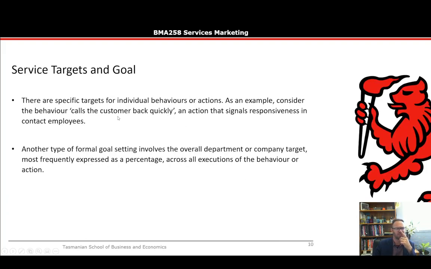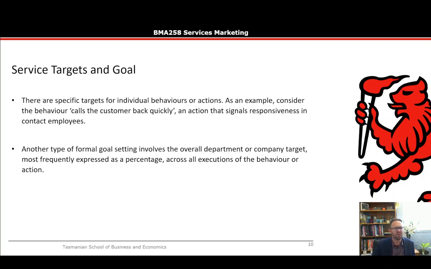So let's look at service targets and goals. There are specific targets for individual behaviours or actions. For example, consider the behaviour of calling the customer back quickly. So the customer rings up, you want to call them back. It's an action that signals responsiveness in contact employees. So we're going to set a target then. How quickly do you expect your staff to call the customers back? For some service firms, they expect them to call back in 5 minutes. Other ones, like I've had jobs before in supervisory roles where if the customer calls up and leaves you a note, it's fine to call them back the next day. So different roles are going to have different targets and goals.